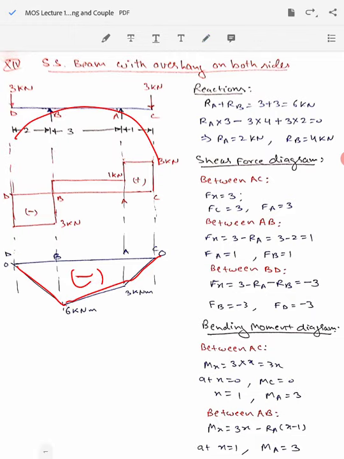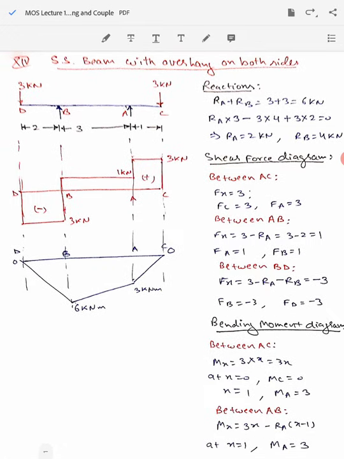There is one more thing that you should know here: in this case of a simply supported beam, the bending moments are not 0 at the supports. Okay, it is 0 at the extreme ends of the beam.